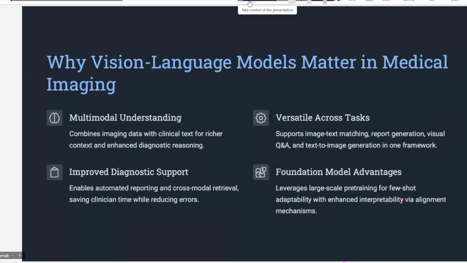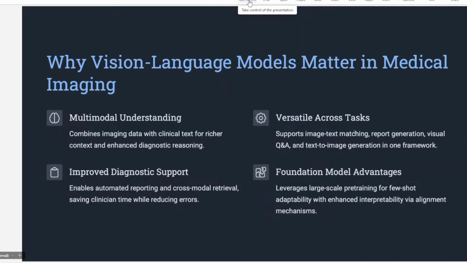So just summarizing why vision language models really matter in medical imaging. VLMs offer multimodal reasoning, which is crucial in healthcare. Clinicians, even real-world clinicians, don't make decisions based on just images or just the text. They integrate symptoms, lab results, and prior reports. VLMs can now do the same by aligning textual and visual information. VLMs also support diverse tasks in a single framework, from diagnosis to documentation to image generation.